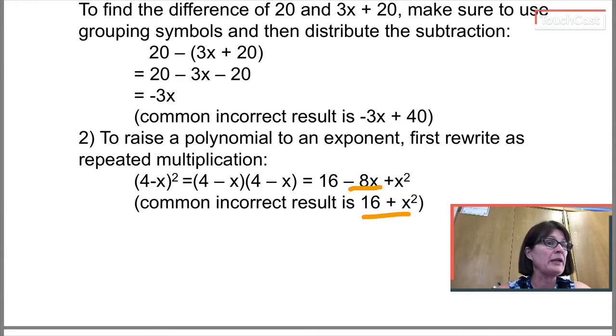So you see the common error, which is to look at 4 minus x squared and think, oh, 4 squared and x squared. But don't forget that implies you have to write out that multiplication. It takes 4 multiplications to multiply 2 binomials.